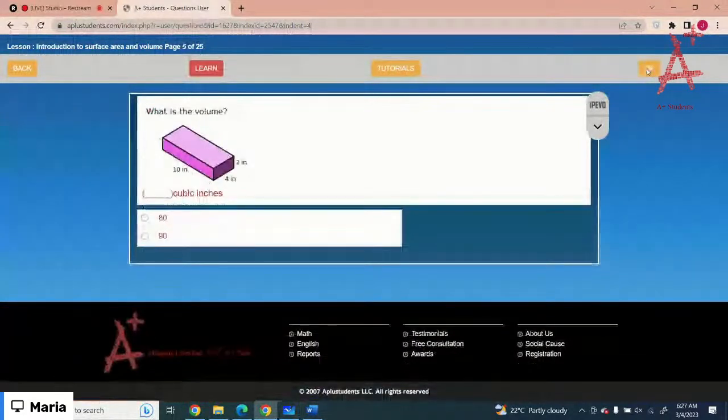Okay, what is the volume? So for the volume, you have to do side times side times side. Got it? It would be 10 times 2 is 20, and 20 times 2 is 40. 10 times 2 is 20, and 20 times 4 is 80. So it is 80 cubic inches. Got it?